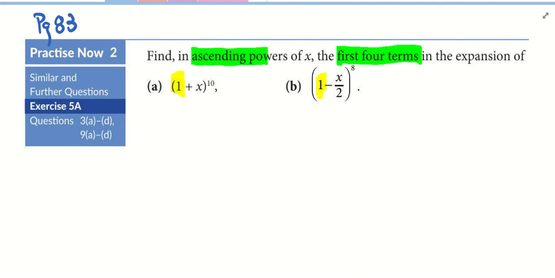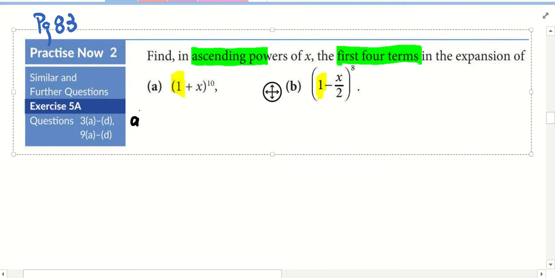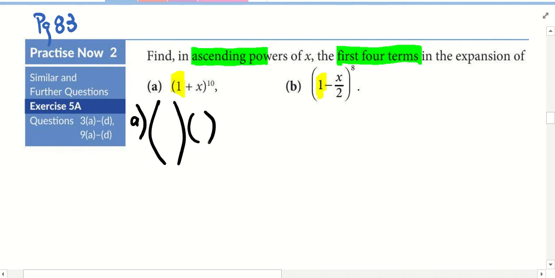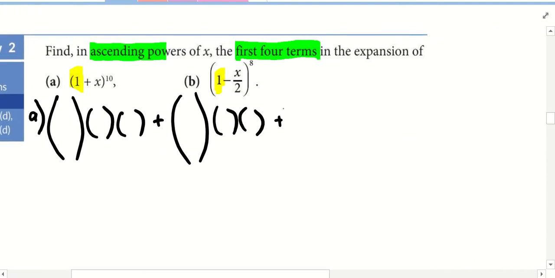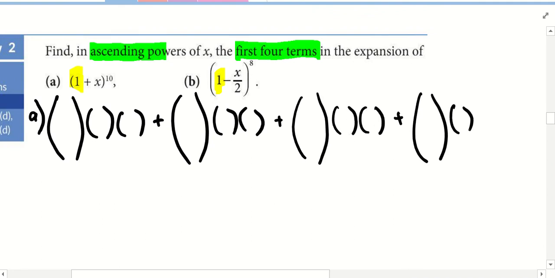Meaning, I only need to have 4 sets of brackets. What do I mean by 4 sets of brackets? I'm going to do that now. 1 long bracket, 2 short brackets. Later, then I fill in the blank. I'll tell you in a short while. Because I want the first 4 terms, plus dot, dot, dot. 3 dots. This is to tell you these are not the only 4 terms. There are others. But the question only tells us the first 4 terms.